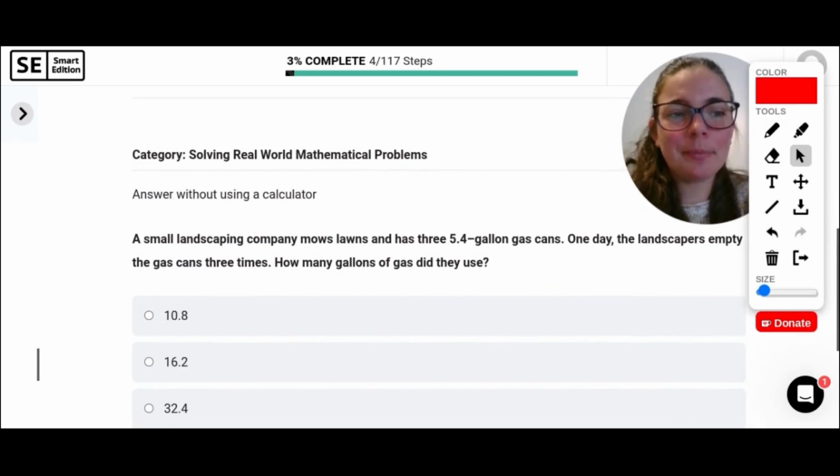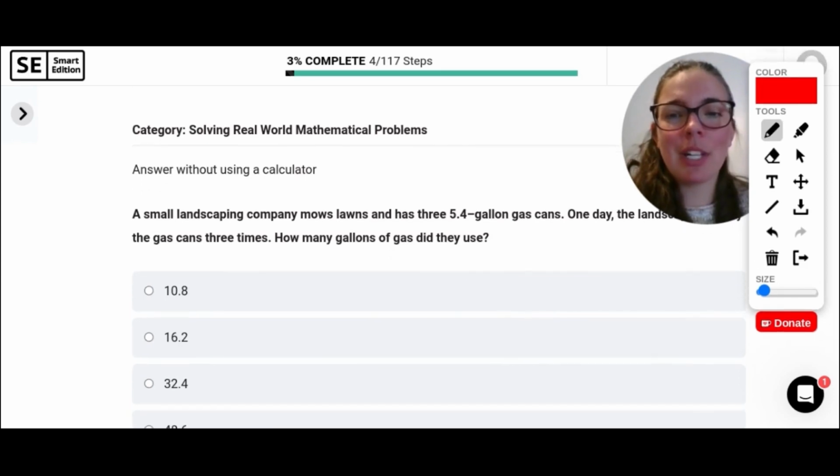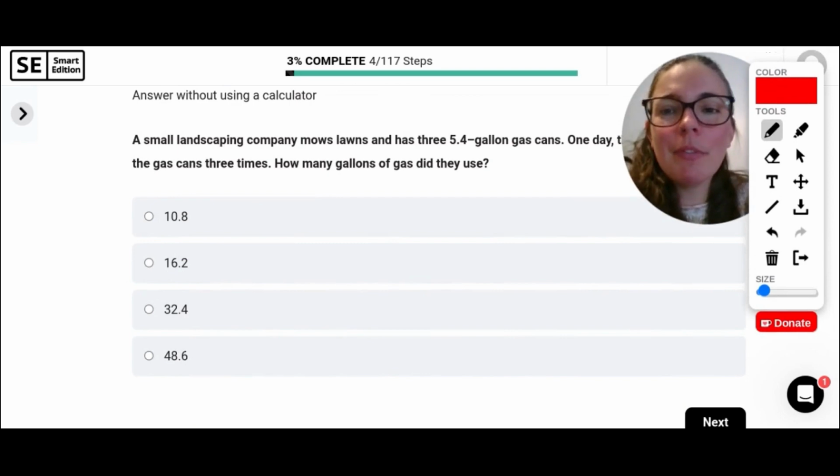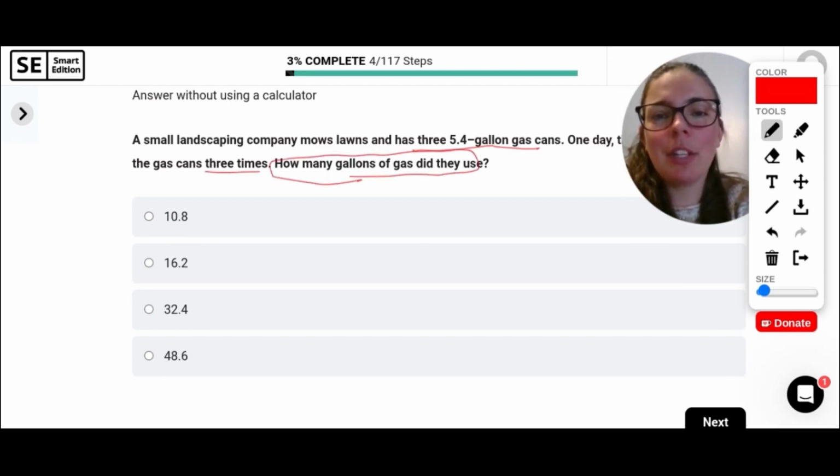All right. Got one more question here where we can't use a calculator. A small landscaping company mows lawns and has 3 5.4 gallon gas cans. One day, the landscapers empty the gas cans 3 times. How many gallons of gas did they use? So if they have 3 5.4 gallon gas cans and they empty them 3 times, how many gallons did they use?